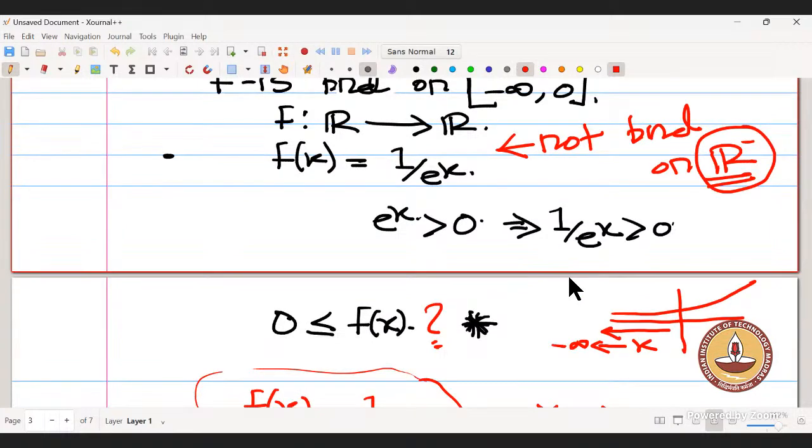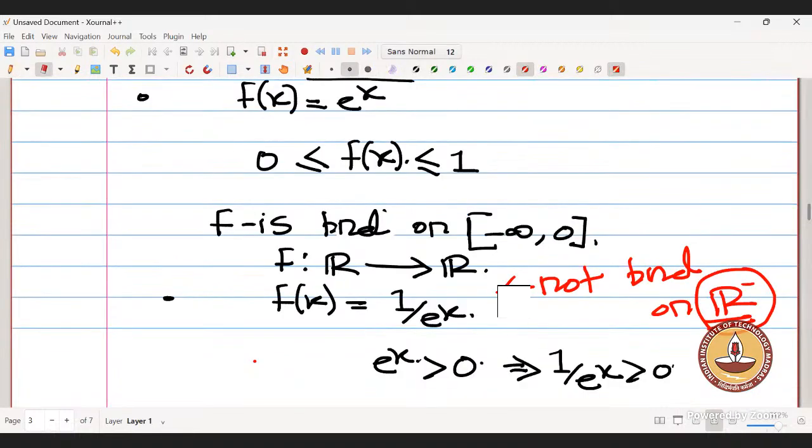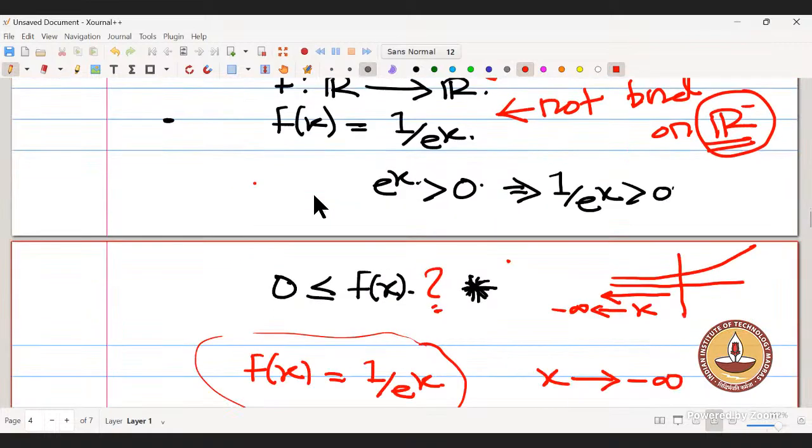Clear now? Sir, can we say that if the function doesn't have an upper bound, then it is unbounded? Yeah, that is right. And sir, one more thing here, you have written f of minus infinity with a square bracket. Sir, we never use a square bracket for infinity and minus infinity, right? So this one is bothering me. No, this is incorrect. Whatever I have written here is incorrect.